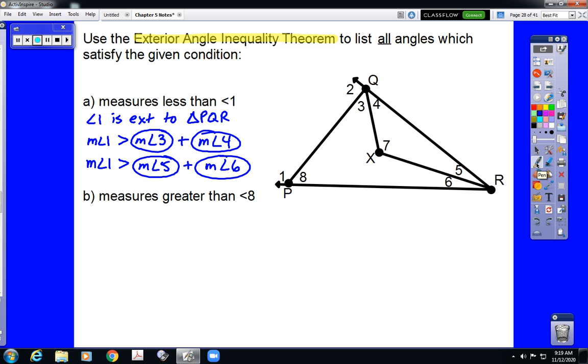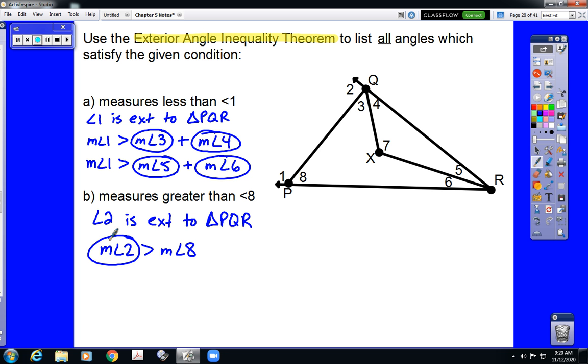Okay. Finally, on part B, we're looking for angle measures that are greater than angle 8. There is only one angle in this picture based on the exterior angle inequality theorem that we can guarantee is greater than angle 8, and that is angle 2. Angle 2 is exterior to triangle PQR, which means that the measure of angle 2 is definitely greater than the measure of angle 8.